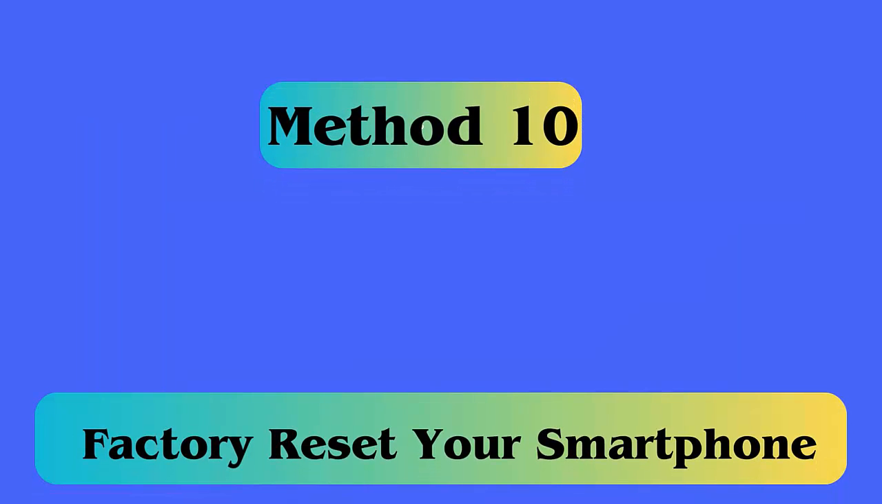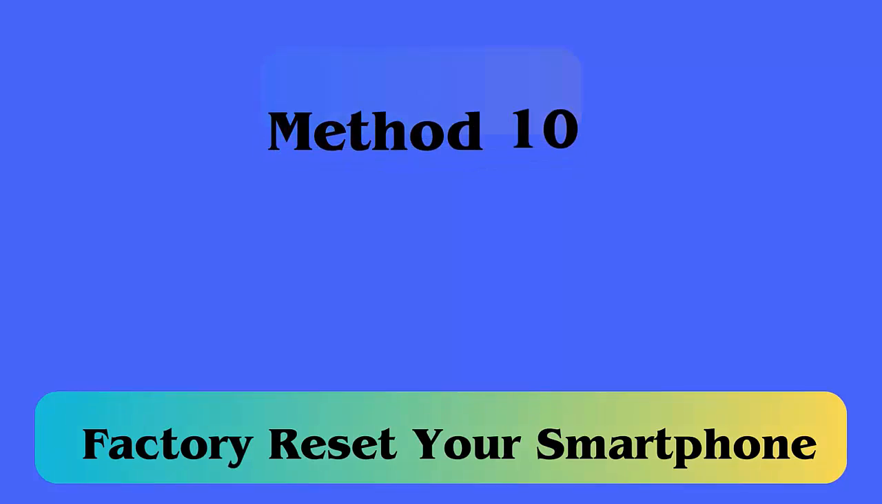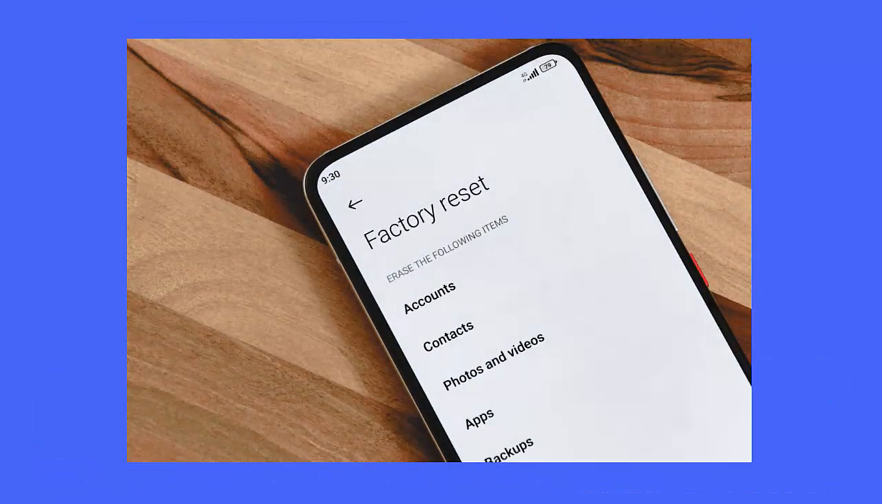Method 10. Factory reset your smartphone. Follow the steps. First, open Settings on your smartphone, select General Management option. After that, tap on Reset button. Lastly, click on Factory Data Reset option.